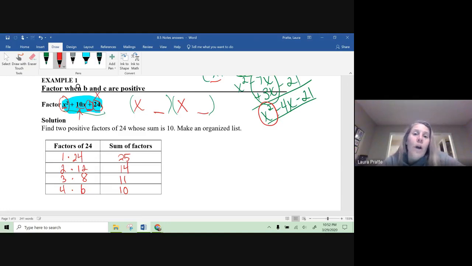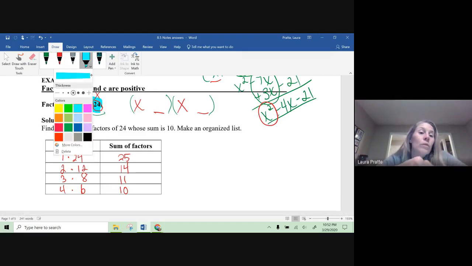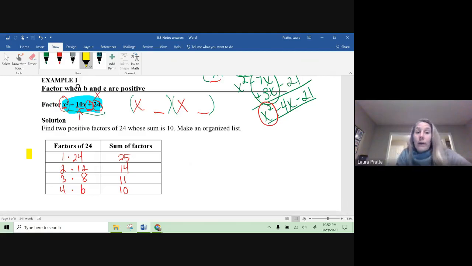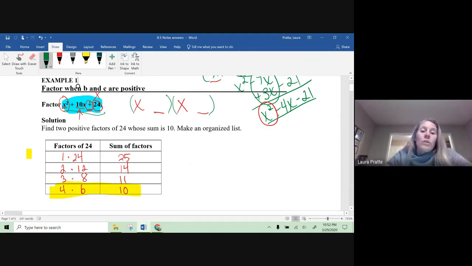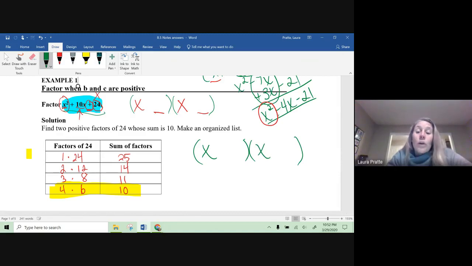So we're looking for the combination of factors that multiply to 24 but add up to 10. So which of those from the list would do that? Well, you probably figured out by now that it was 4 and 6. So when we go to do our two binomials, we know we had x and x. We know we're going to have 6 and 4 or 4 and 6.